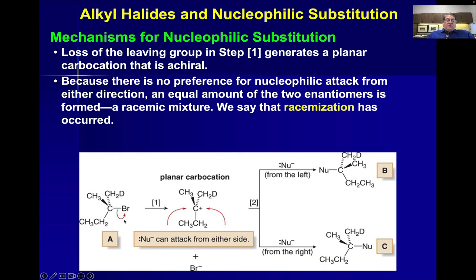So we just took a very expensive starting material and made a very cheap product. Racemic mixtures are cheap to make. Chiral and optically pure materials or optically active materials are expensive to make, and so this would not be a good thing to do if you were working for a company. So knowing how these reactions occur, of course, is quite important.